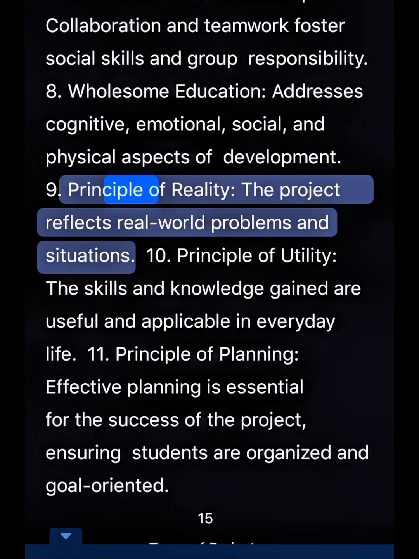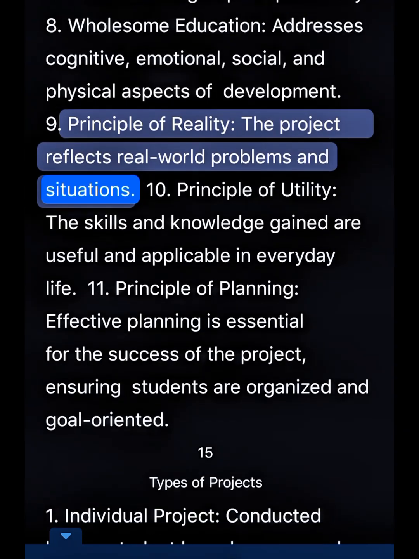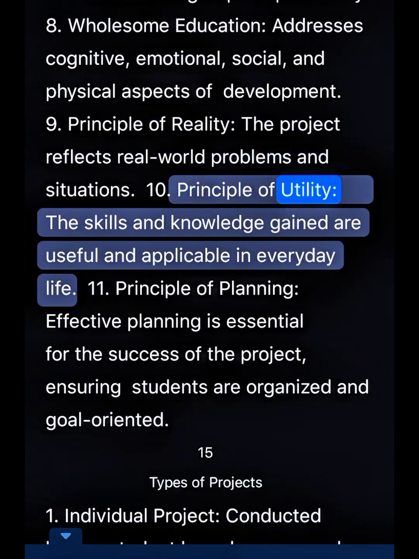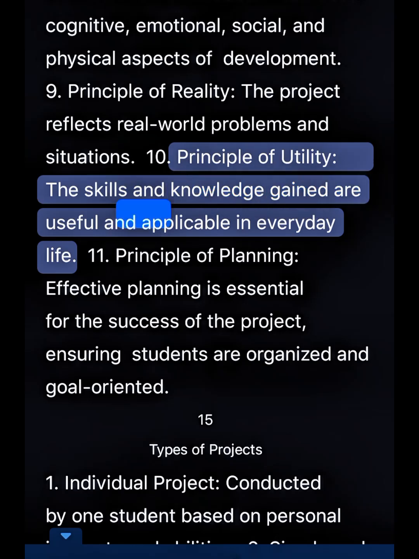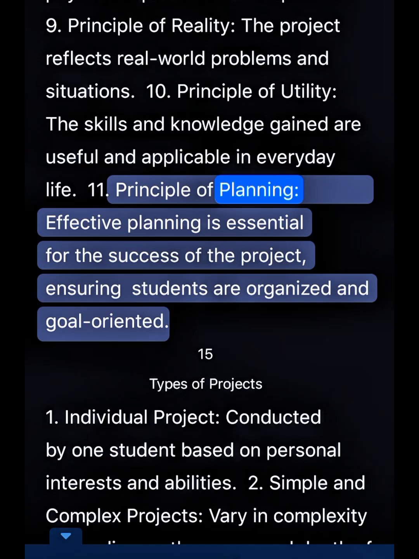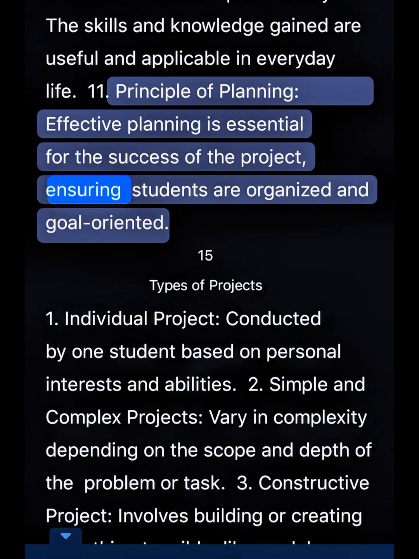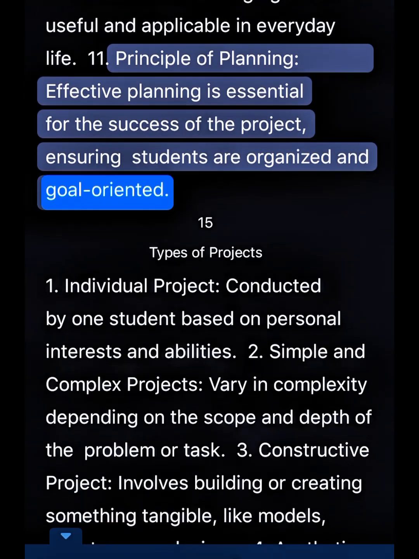9. Principle of reality. The project reflects real-world problems and situations. 10. Principle of utility. The skills and knowledge gained are useful and applicable in everyday life. 11. Principle of planning. Effective planning is essential for the success of the project, ensuring students are organized and goal-oriented.